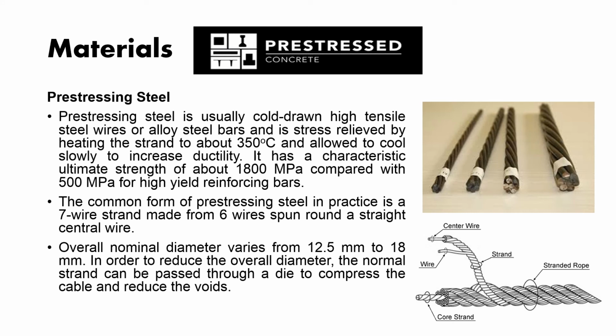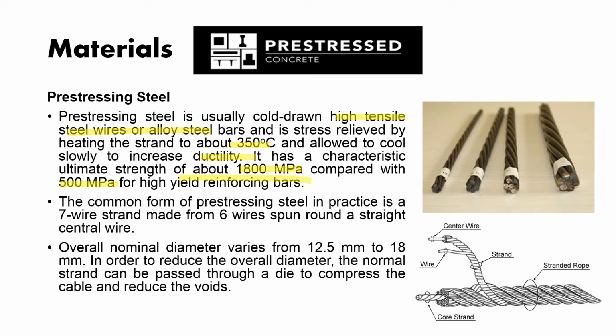And then the pre-stressing steels. The steel used is usually cold-drawn, high-tensile steel wires or alloy steel bar, as shown in the photos, and its stress is relieved by heating to about 350 Celsius and allowing it to cool slowly to increase the ductility. It has a characteristic ultimate strength of about 1800 megapascal, compared with 500 megapascal for high yield reinforcing bar. So for pre-stressing steel, you need to use high tensile steel wires or alloy bars instead of high yield reinforcing bars.